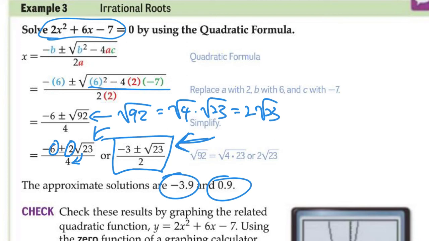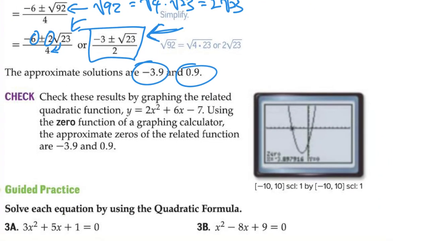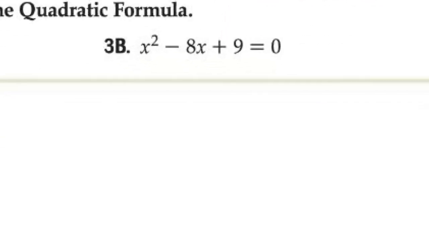We prefer this answer over the decimal one, so leave it as an irrational solution if appropriate. So let's go ahead and try one of these so we can make sure you can simplify the radical properly. So let's do 3b.